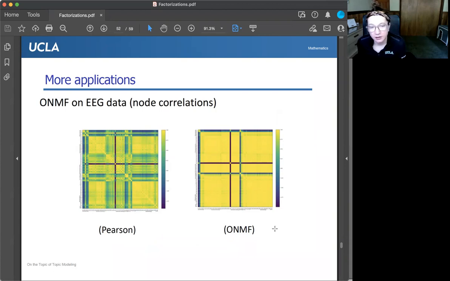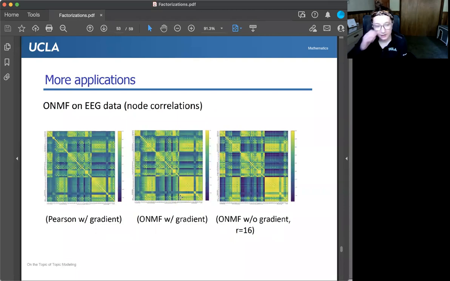If we just took the dictionary items that we learned and took correlations in that space, then we get this set here, which might be a denoised version of the true Pearson correlation. I'm still working on understanding what's happening here. Something even more interesting is the following.